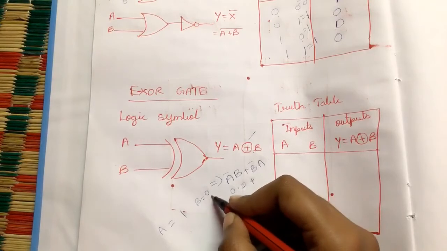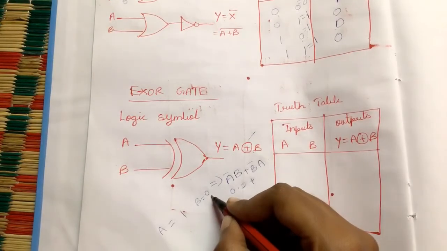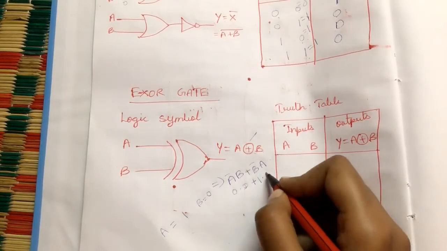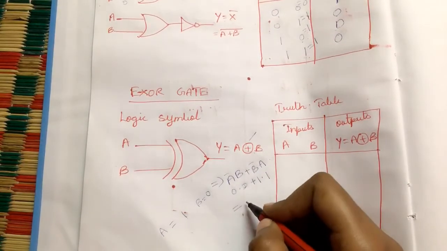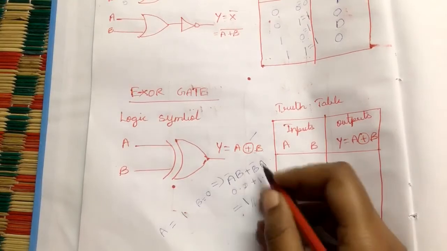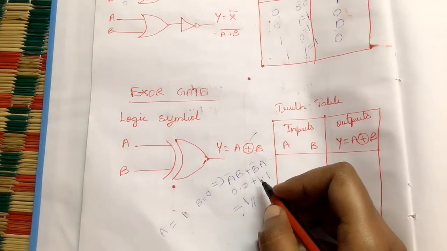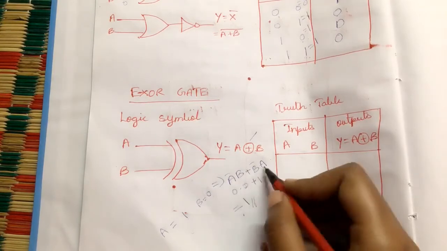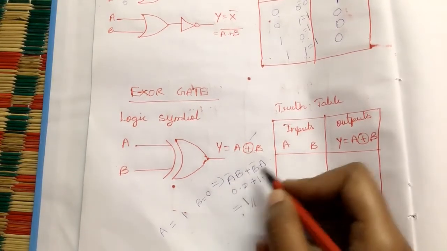So what is the value of 0 here? 0 complement is 1. So A's value is 1. So we will be getting the output as 1. So this is how you will be doing the operation. In the same way, you can take any kind of operations. Any values you can give and try for this.